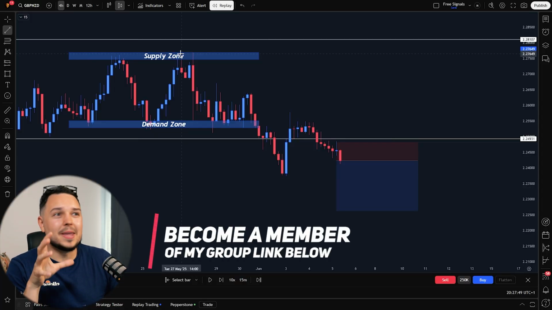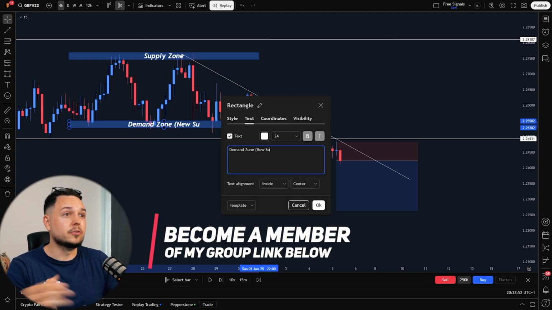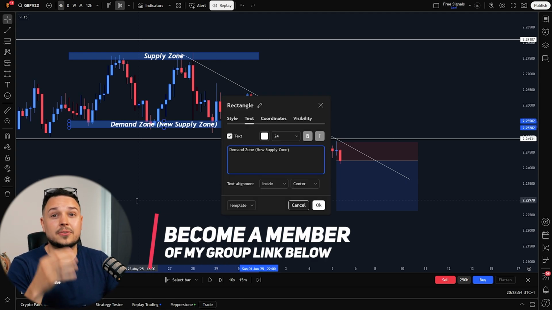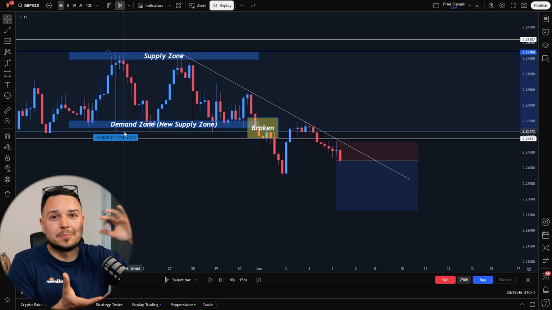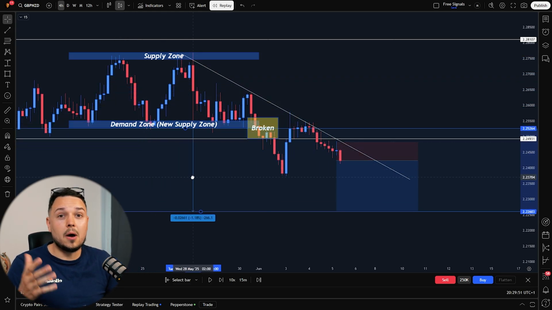We saw GBP/NZD clearly trending downward. Previous demand zone was broken, turning into a supply zone after a retest. By measuring our supply and demand rectangle, it gave us a clear target to aim for, confirming our bearish bias.